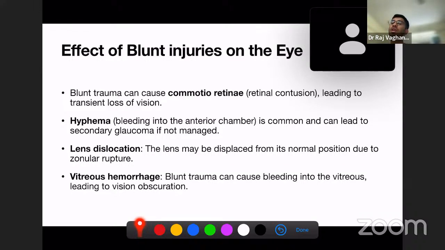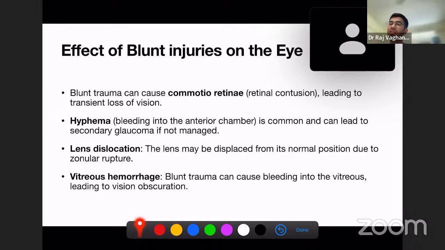So blunt trauma can cause commotio retinae. That means in the retina, the retinal vessels will burst. If the retinal vessels burst, the retina will appear as retinal contusion. And it can lead to transient loss of vision. Transient loss of vision means for some period of time you will have a loss of vision, and for another period of time you will not have any loss of vision.